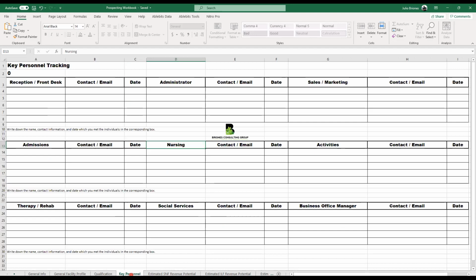Key personnel tracking. If you have a CRM, you may not need this, but it is good to keep together your tracking of who you're meeting and when you're meeting them together with your facility. It's optional. We included it in there because many agencies do not have full functioning CRMs. The list that you see in front of you of key personnel, these are your typical staff members that you will find. These are not necessarily all the staff members you will find. You can always add more at the bottom here.